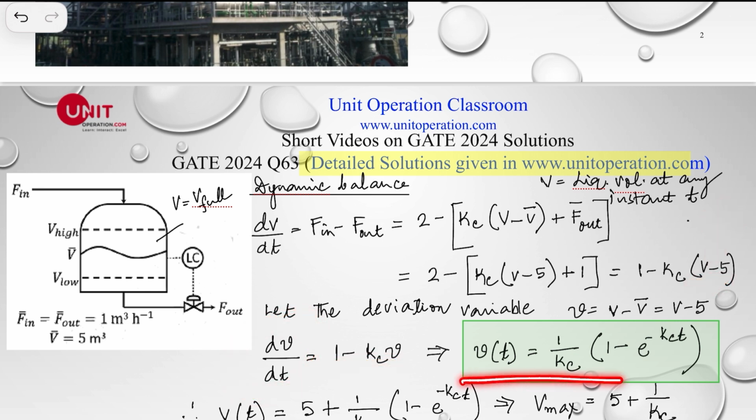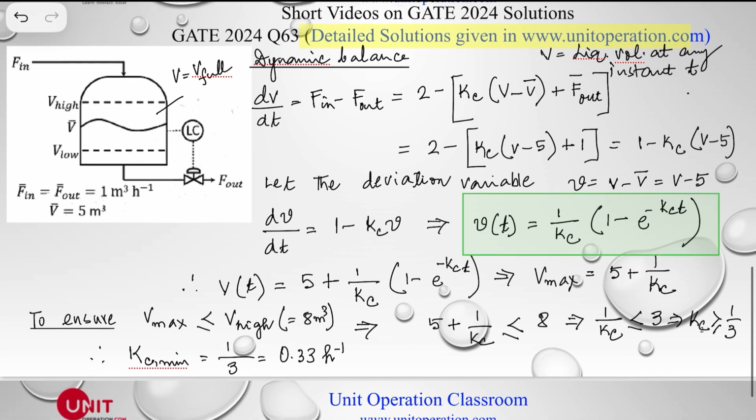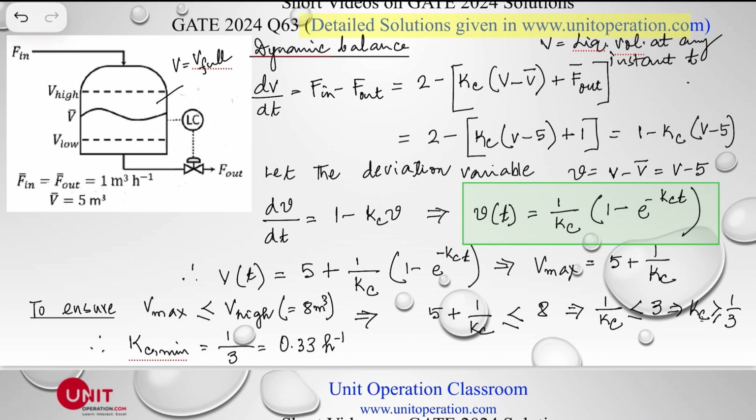And if we do the integration, this is a very simple and standard integration. It's shown in detail in this website here. So we get that. Okay. So V(t), since capital V, that is the holdup volume at any time t, is going to be equal to small v plus 5, right, by this definition. So V(t) at any time t is given by this expression right here.